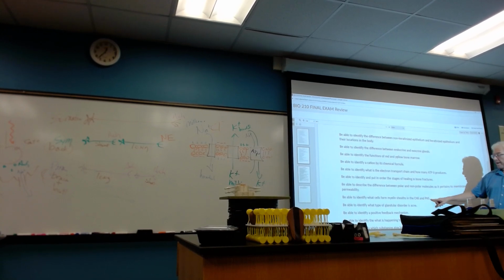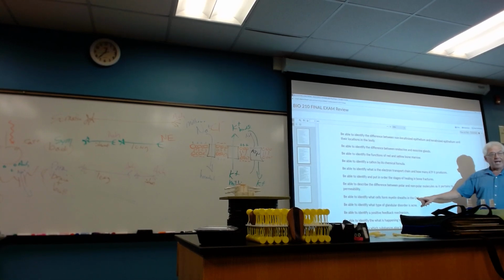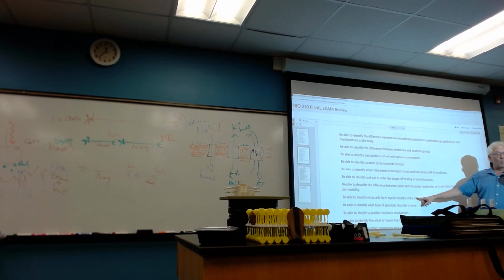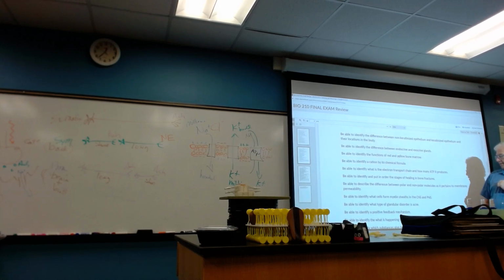Oligodendrocytes. Who makes it in my arms and legs? Schwann cells. I can cover 100 axons with one oligodendrocyte. I need 100 Schwann cells that cover one axon in my arms and legs. Okay.